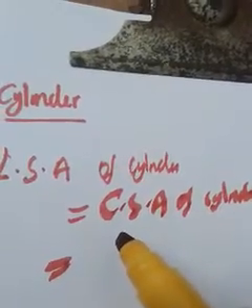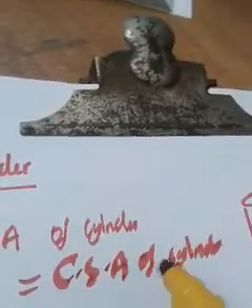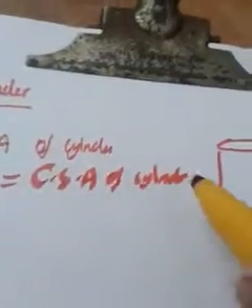So we are going to derive an equation for the curved surface area of a cylinder. What is curved surface area? The area of the curved part around a cylinder is called the curved surface area of a cylinder.